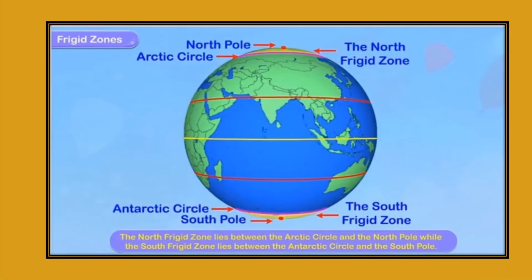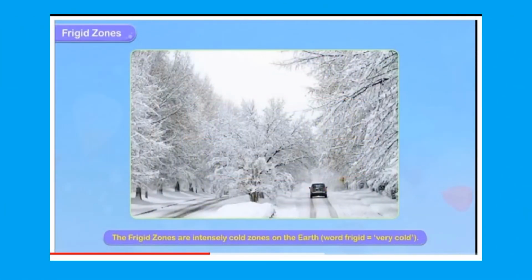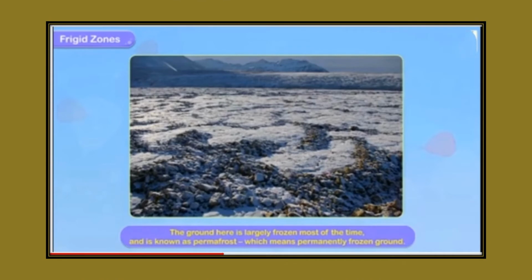Now let's learn about the frigid zone. The North Frigid Zone lies between the Arctic Circle and the North Pole, while the South Frigid Zone lies between the Antarctic Circle and the South Pole. The frigid zones are intensely cold zones on the Earth. The ground here is largely frozen most of the time and is known as permafrost, which means permanently frozen ground.